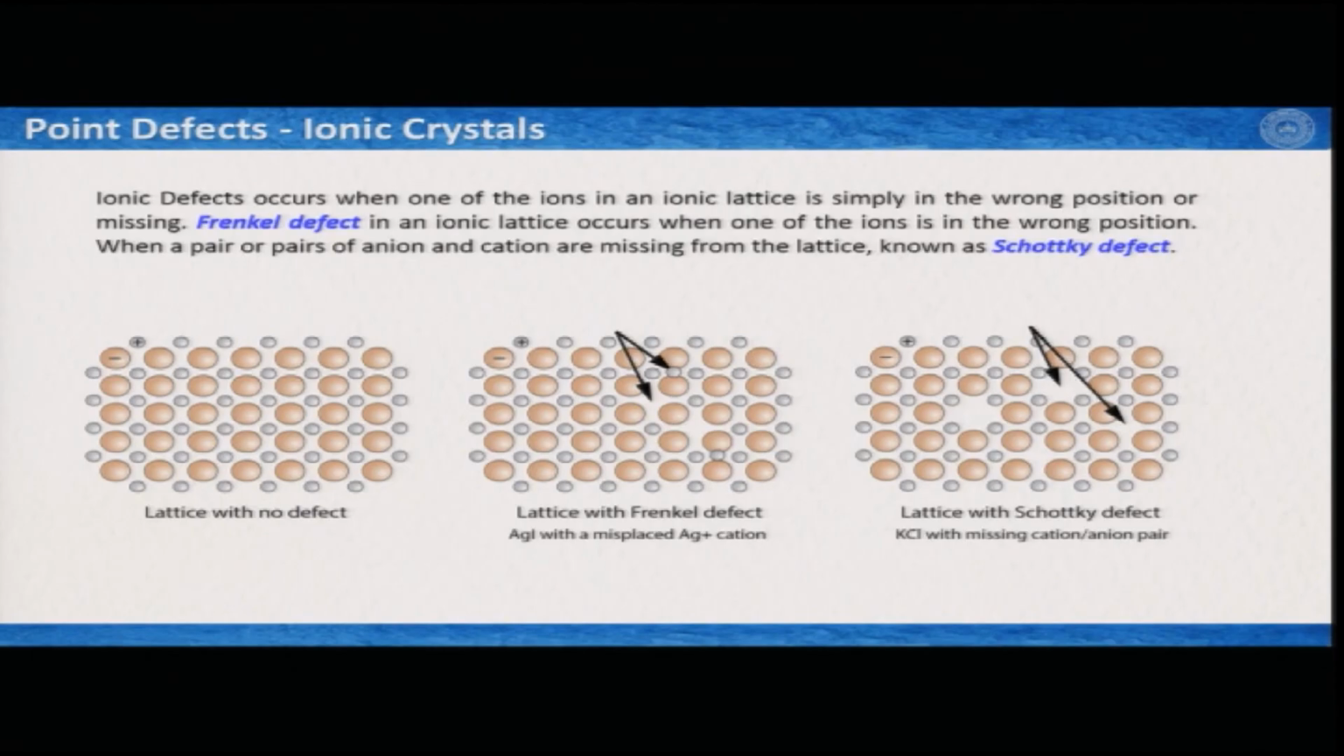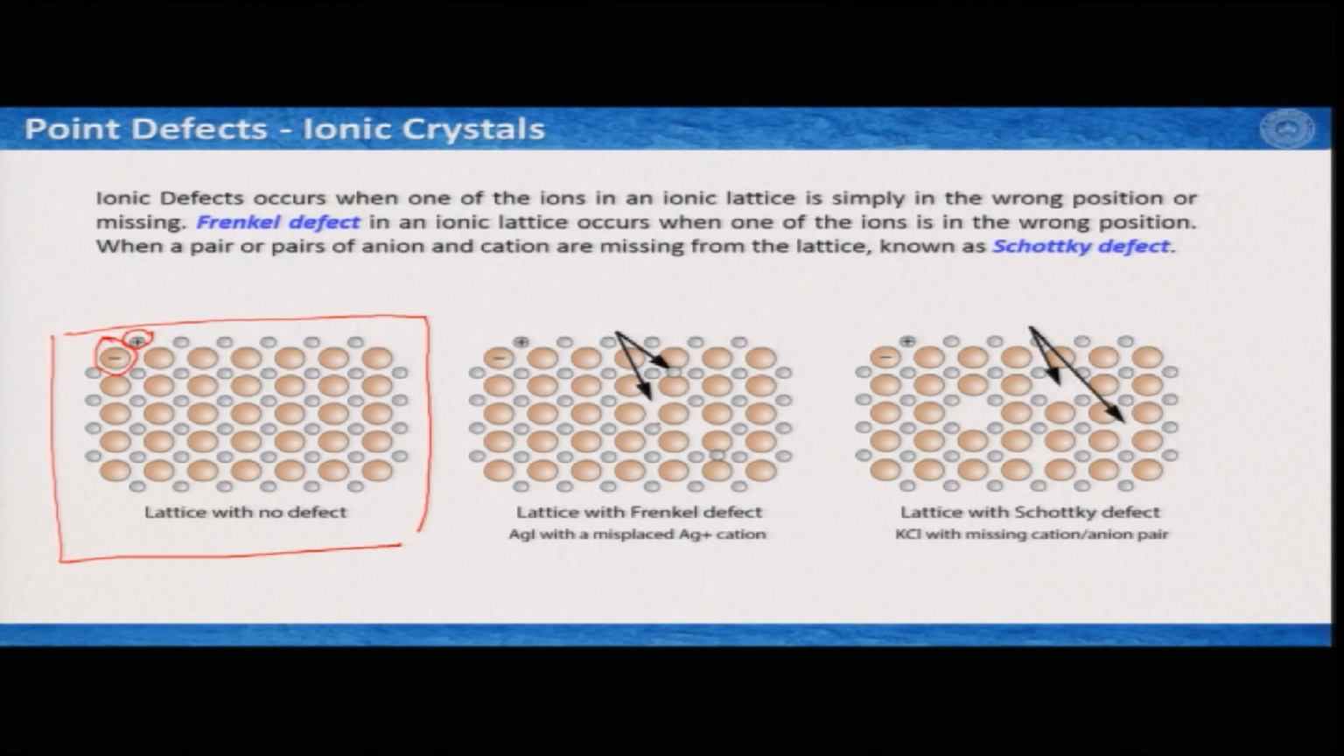So, what we see here is a lattice structure without any defect. This is a perfect crystal, as you can think of, and then you have some ions with positive charges and some ions with negative charges.